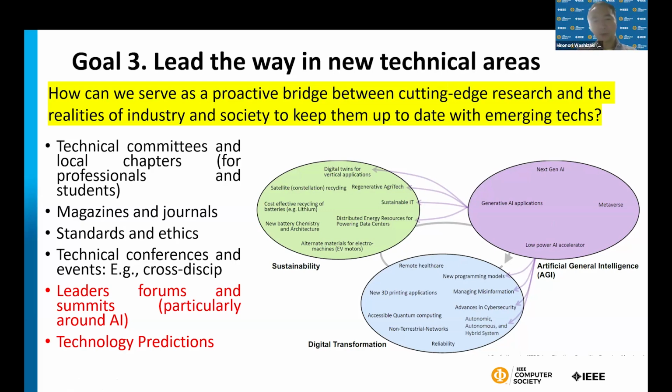Again, to achieve that goal, IEEE CS provides a lot of opportunities, such as technical committees and local chapters, magazines and publications, standards, technical conferences, and this year we are implementing some new initiatives such as leaders forums and summits, and also technology predictions. In these years, IEEE CS publishes a technology prediction report.